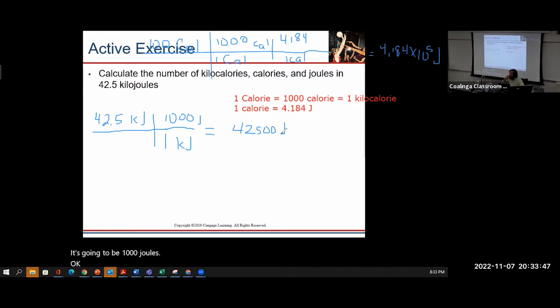Okay, now that we have it in joules, what is the relationship between joules and calories, small c calories? So for every calorie, 4.184 joules.